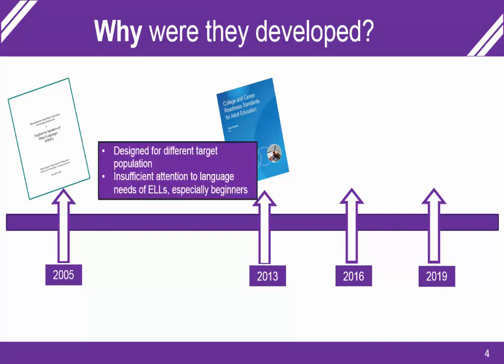Most states adopted the CCRS for their adult education programs, including adult ESOL programs. These standards were written for native English speakers, not second language learners, and were therefore lacking the language development support needed by second language learners in order for them to meet the CCR standards. This was particularly an issue at the beginning ESOL levels.